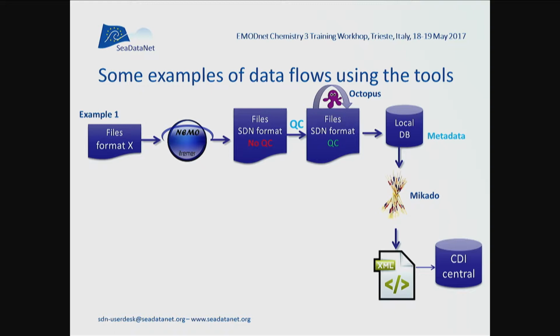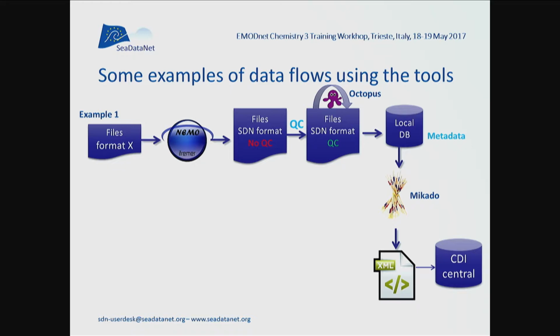I will give you some examples of data flow using the tools, just so you can get an idea of what is going on in some data centers. For example, this data center receives data files in format X, any format, and converts them to CDataNet format using Nemo. Then they go through the quality checks, and it has the same files, but with quality checks having the CDataNet values.